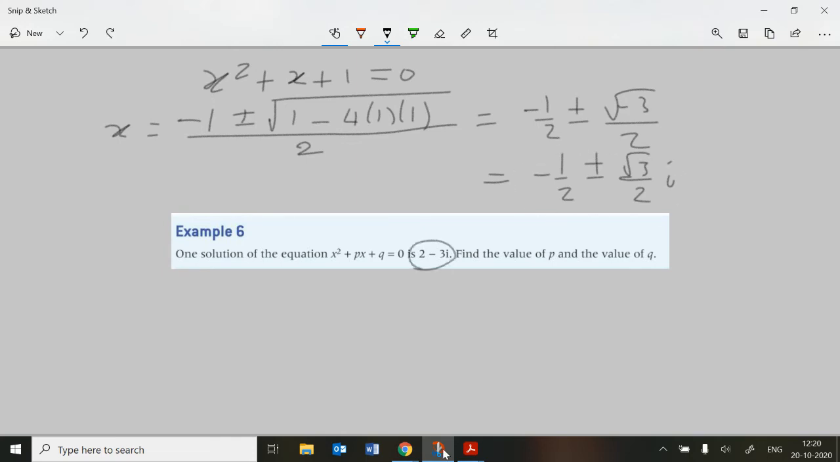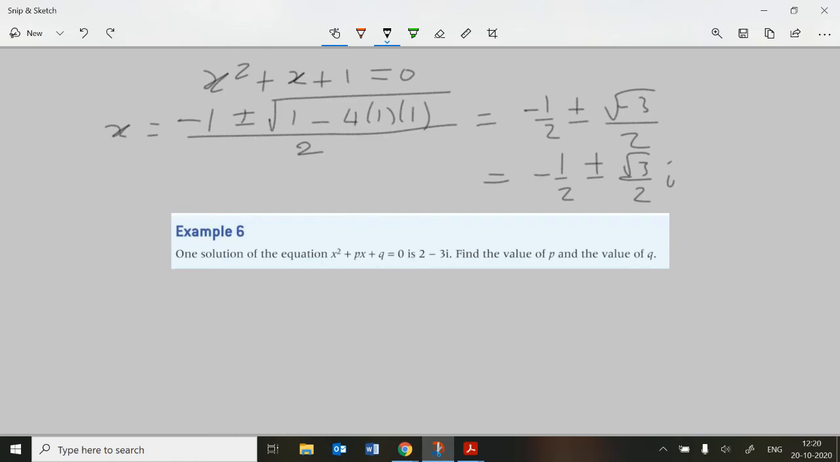So if we get one solution is 2 minus 3i, then the other solution which we're missing is the plus version. So the other solution should be 2 plus 3i. So we're always getting these complex solutions in pairs, as shown through the quadratic formula. Okay, so let's just see what the question is saying. It says one solution of this equation is this. Find the value of P and the value of Q.